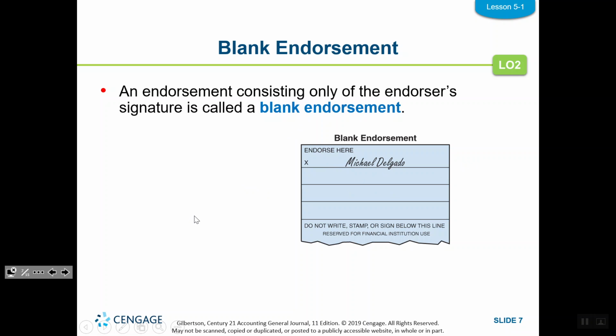That's it. Now, one item about this: once you sign it, anybody can cash that check. So if I'm doing a blank endorsement, I'm not doing that until I get to my bank.